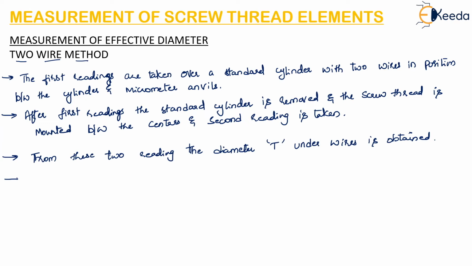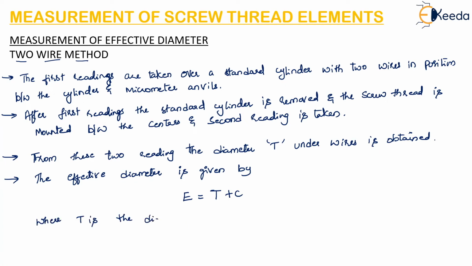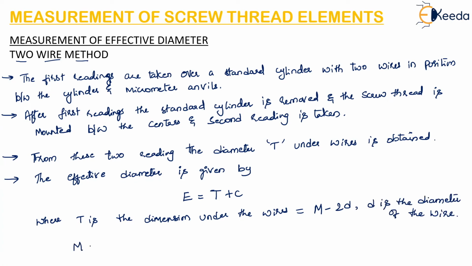So from these two readings, the effective diameter can be obtained by E = T + C, where T is the dimension under the wire. T can also be written as M minus 2d. Here small d is the diameter of the wire, M is the dimension over the wires, and C is a constant value which depends on the diameter of the wire, its pitch and the angle of the screw.